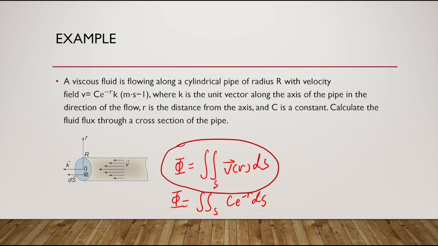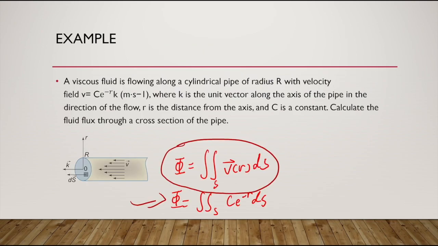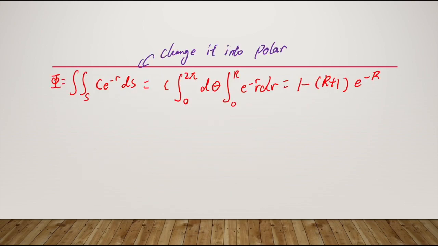Now, after we make substitution, we have the equation right here. As always, the math is not the important part, as long as you know how to set up the integral and calculate it. In this case, we convert into the polar coordinate because it's cylindrical shape. So, after you did all the math, which I ignored, you get this answer right here: the volume of fluid per unit of time.